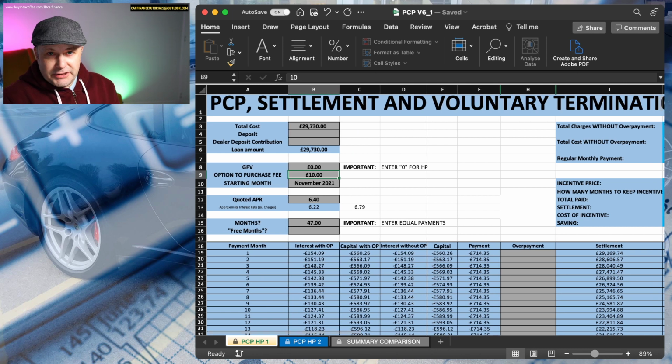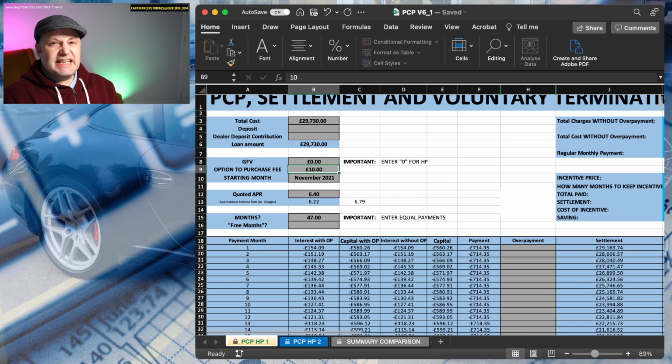So let's talk about HP. HP is exactly the same as a personal loan pretty much, apart from you haven't got certain rights such as voluntary termination. But HP is basically where you borrow a certain amount of money, you put a deposit in if you wish, and whatever's left, your interest is added on and you pay an equal amount each month down to 0. So once you've paid the final payment, you own the car.